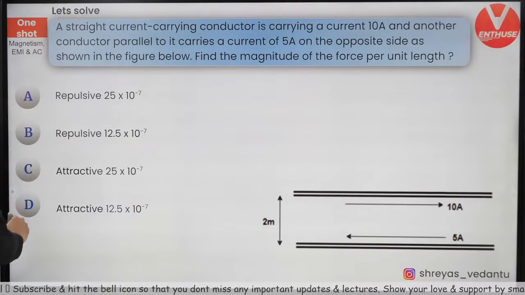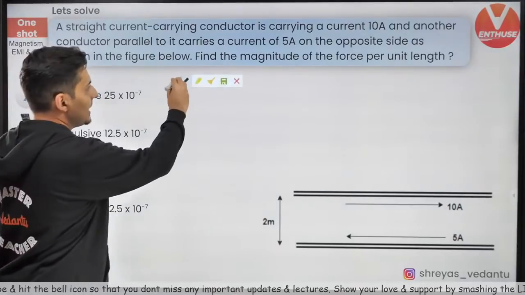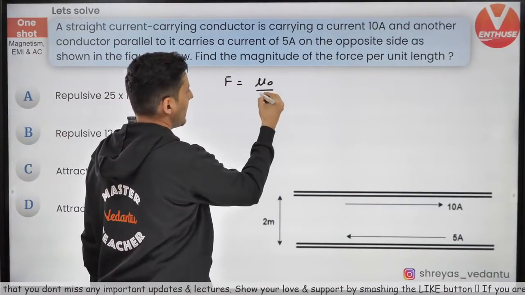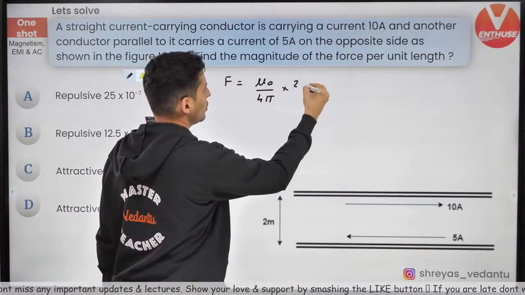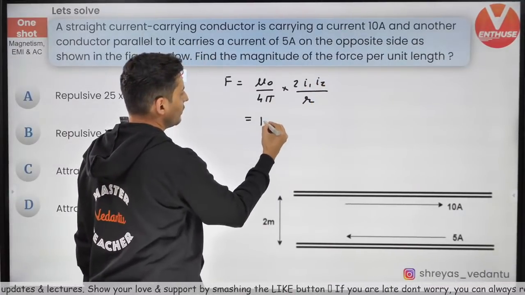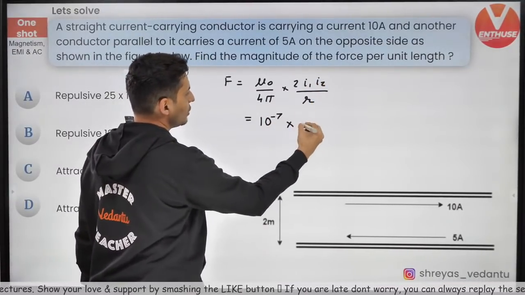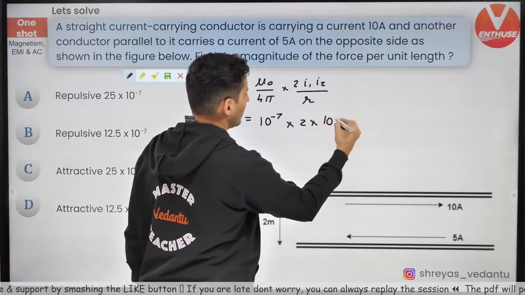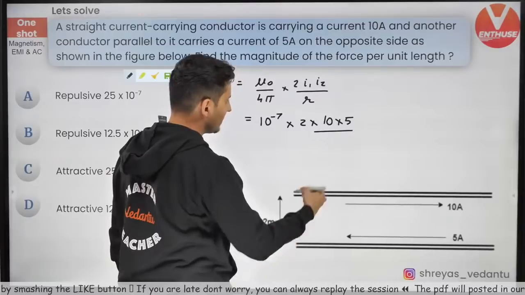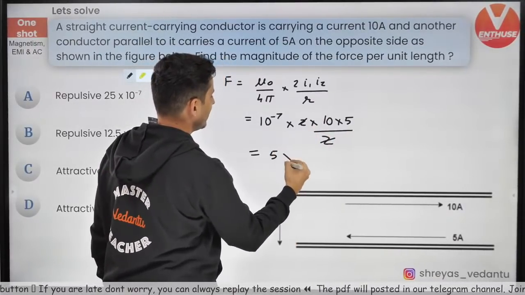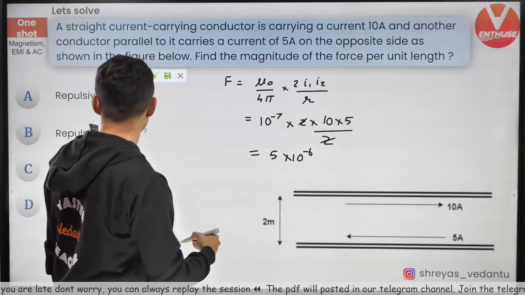Come on, think. What will be the force? Which formula will you use? Force is mu naught by 4 pi. Remember, I just gave you 2 I1 I2 divided by R, correct? So mu naught by 4 pi is 10 to the power minus 7. 2 is 2. Currents are 10 and 5. So 10 into 5 divided by distance, which is also 2. 2 goes. So it will become 5 into 10 to the power minus 6.